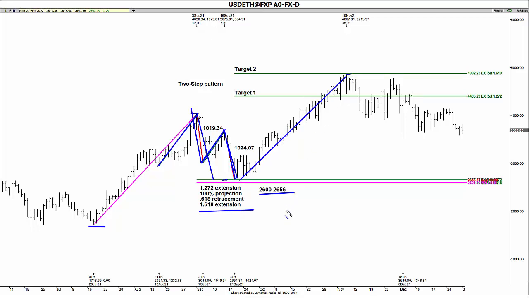Okay, and anyone who's been looking at Ethereum knows this is an old chart because it doesn't look anything like that anymore. But it is a good example of a two-step pattern that had the right price relationships and also met the minimum upside target.